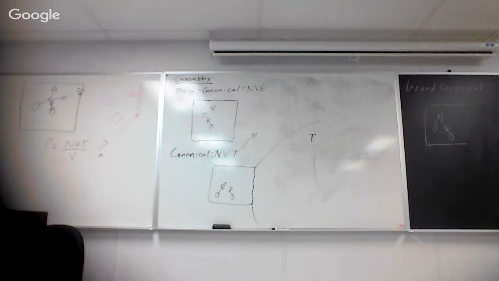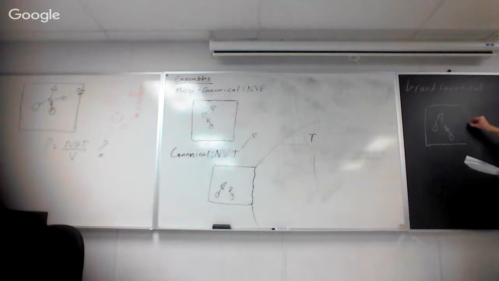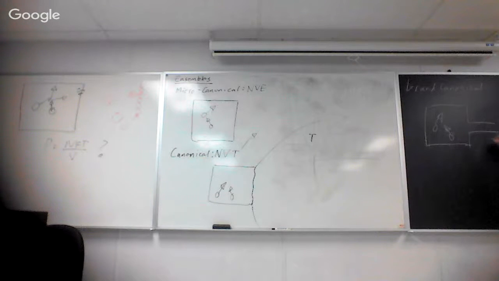N, the number of particles. Okay? So let's say this has some connection to some other system out here. Okay, that particles can go through. And there can be an exchange of particles. Okay? So if the density of particles is too high in here compared to out here, there can be an exchange of particles through some path.